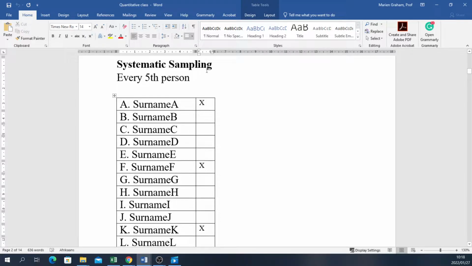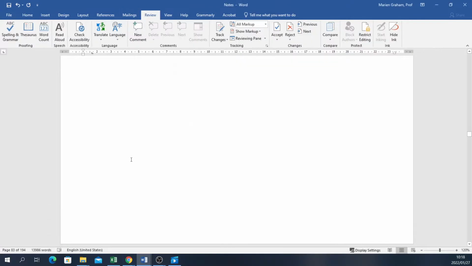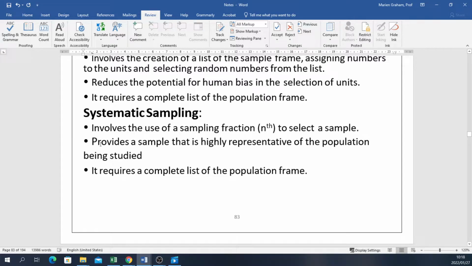Of course, the drawback is not everyone has an equal chance of being selected. What I'm trying to say with that, let me first read this and I will explain. Okay, so we use the nth person on the list. It provides a sample that is highly representative of the population. It requires a complete list of the population frame.